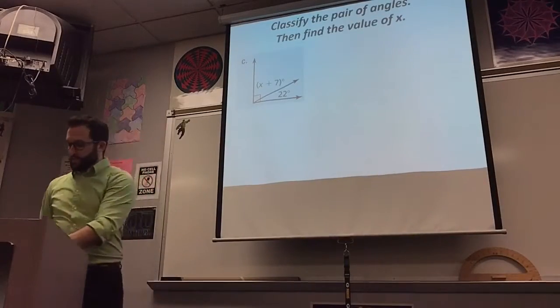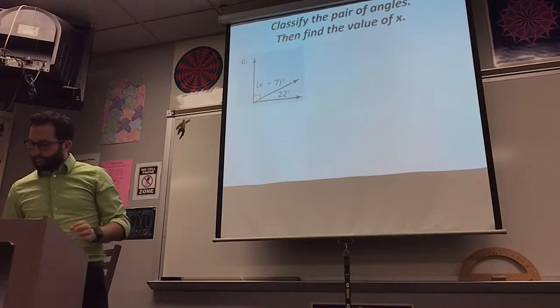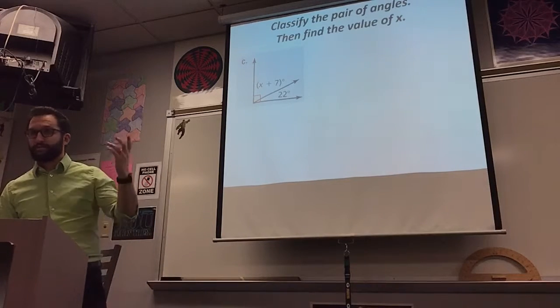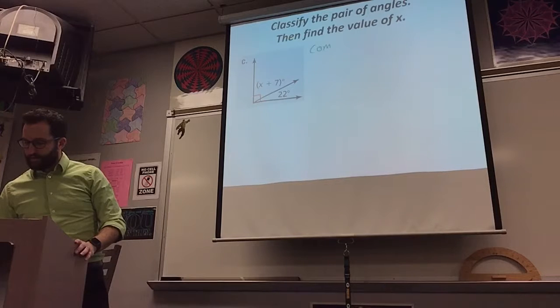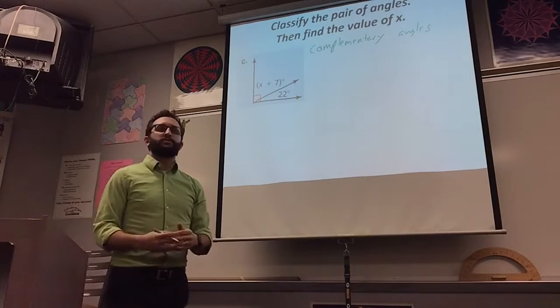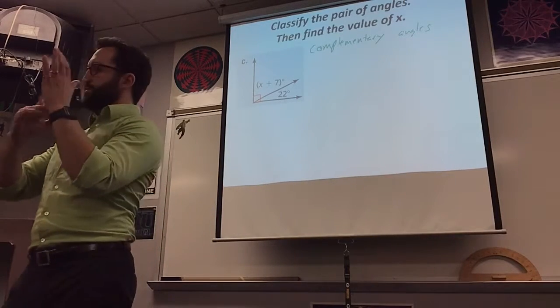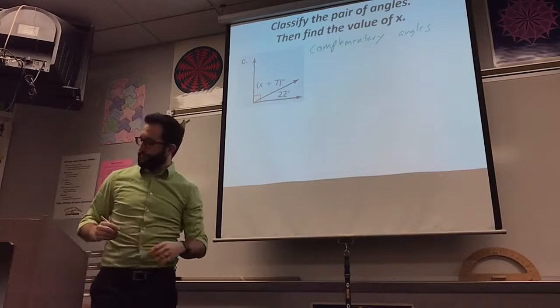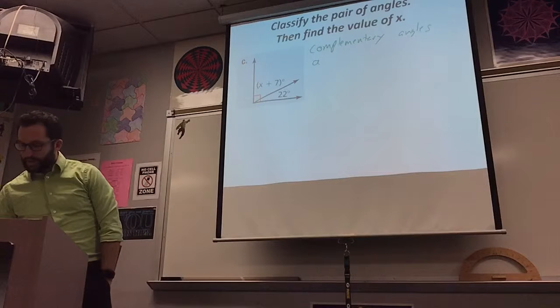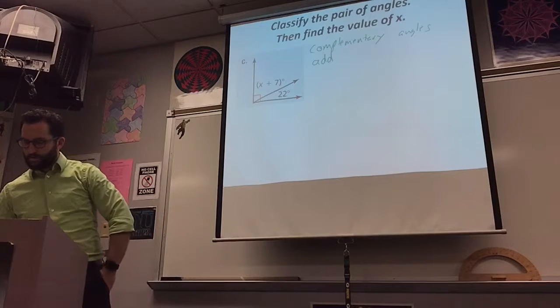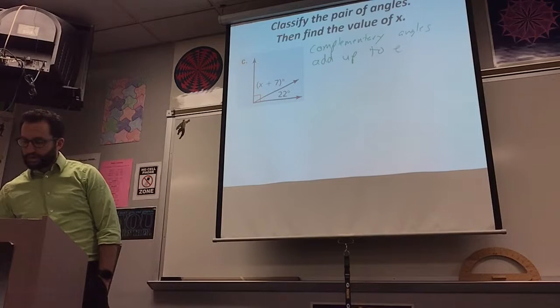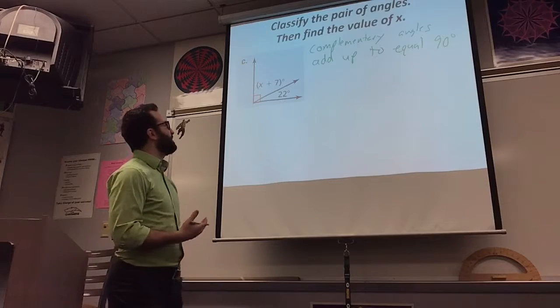Classify the pair of angles. These angles are called what? Everybody said together? Okay, awesome. Complementary angles. What do we know about complementary angles? Remember, complementary corner. The angles add up to equal 90 degrees. Say it one more time, a little louder. The angles add up to equal 90 degrees. Nice. I just wanted you to say it with confidence. I love it. They add up to equal 90 degrees.